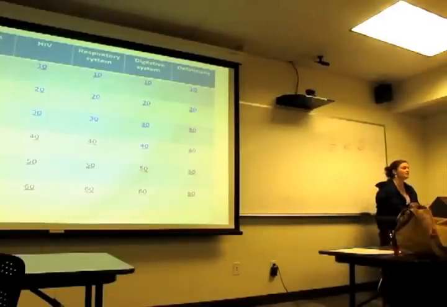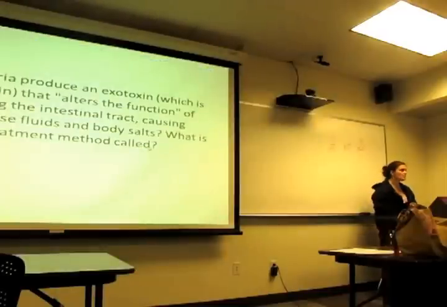Hi, Logan. The last 41 for the digestive system. Which bacteria produces an exotoxin, which is an enterotoxin, that alters the function of the cells lining the intestinal tract, causing them to release fluids and body salts?